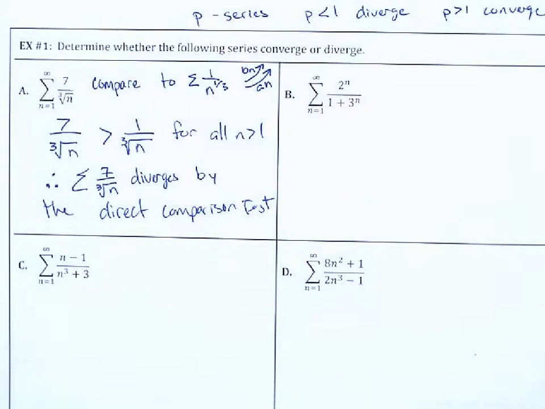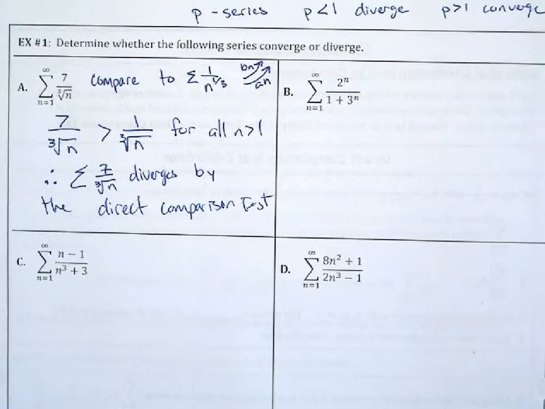So that's what the direct comparison test is all about. If I can say this one diverges and the other one's greater than it, then it must also diverge. If I can say this one converges and the other one's lesser than it, then it must also converge. So we're using ones we know about. I know which ones diverge, I know which ones converge, and so if it diverges, I just got to show that the one I'm looking at is greater than. If it converges, I just got to show that the one I'm looking at is less than. So that's what we're always trying to do.